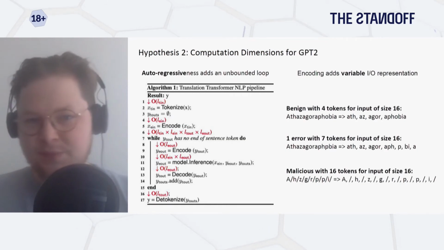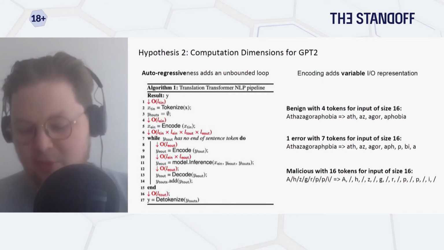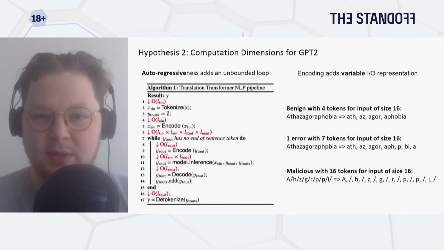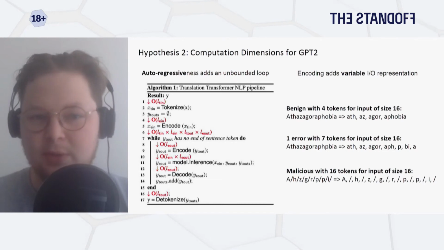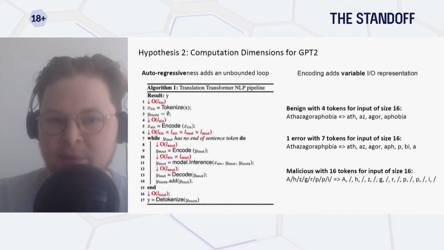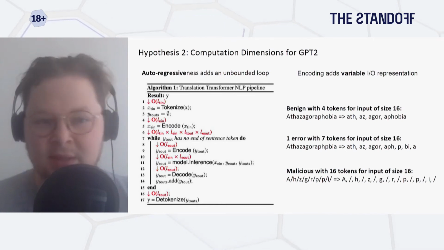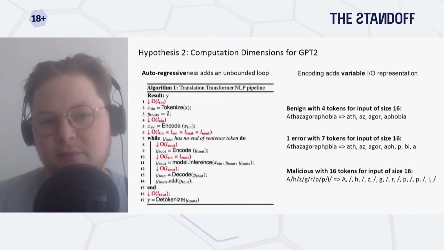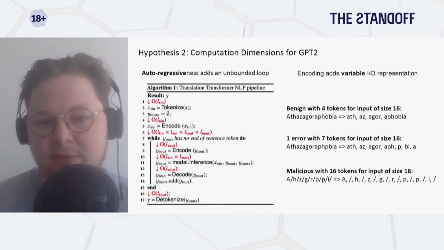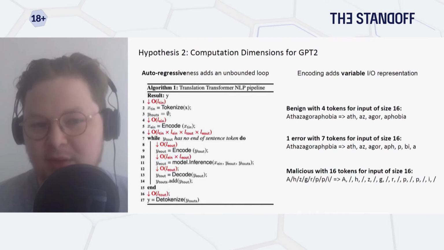So just a very, very brief explanation of what I've mentioned above. On the left, you see the autoregressiveness. This is a very rough sketch of what actually happens with the translation transformer models in the NLP pipelines. Basically, you tokenize stuff. Once you've tokenized, you encode this, and then you have this while loop on line 7, which basically goes until you see the end of sentence.